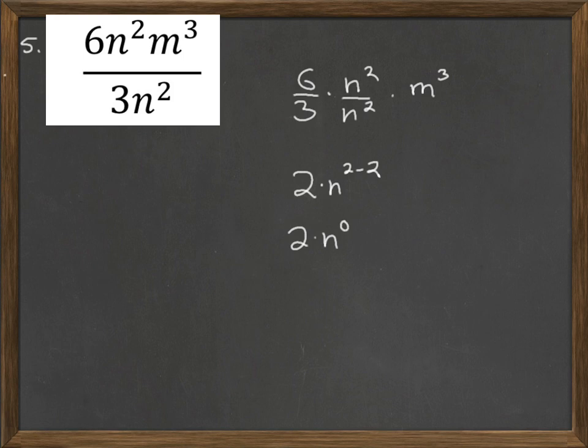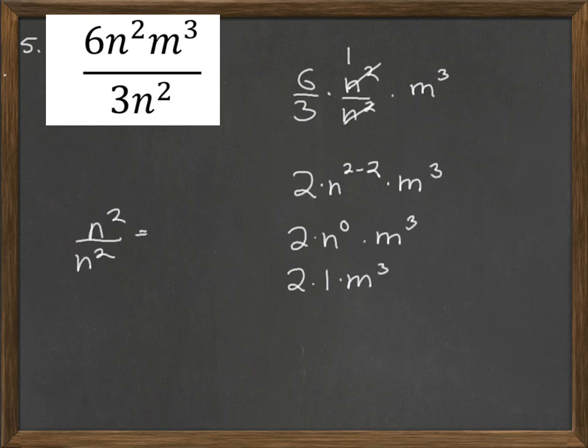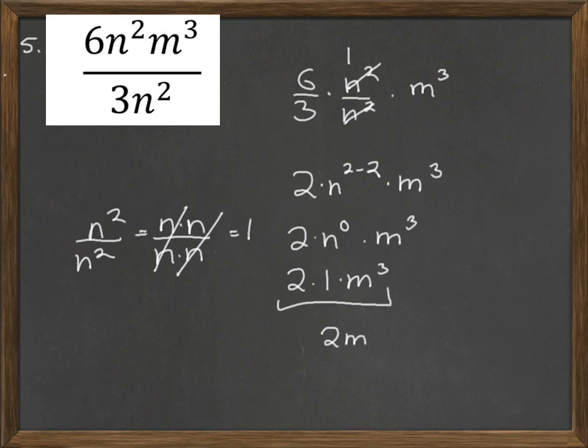Another way to think about it is that you have something divided by itself. Well, something divided by itself is just 1. So n to the 0 power, and we're going to prove this more formally in the next video, is just 1, okay? And again, if you don't believe me, n squared divided by n squared is really just n times n divided by n times n, and everything cancels out. So you're left with not 0, but 1. Okay, so we have 2 times 1 times m to the third power, so we have 2m to the third power. So that would be our final answer.